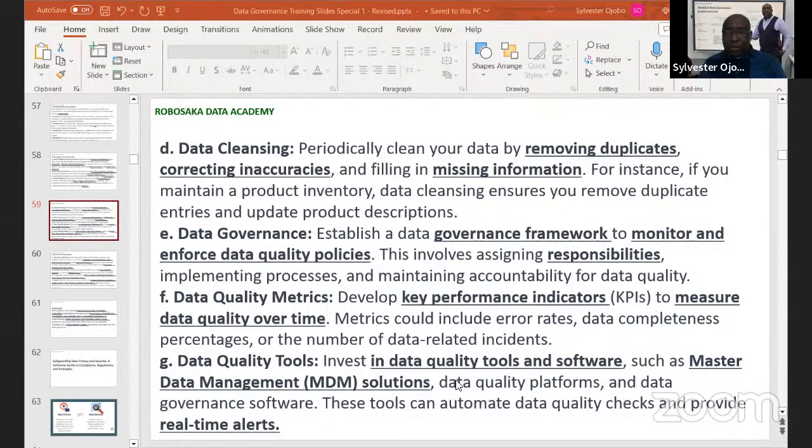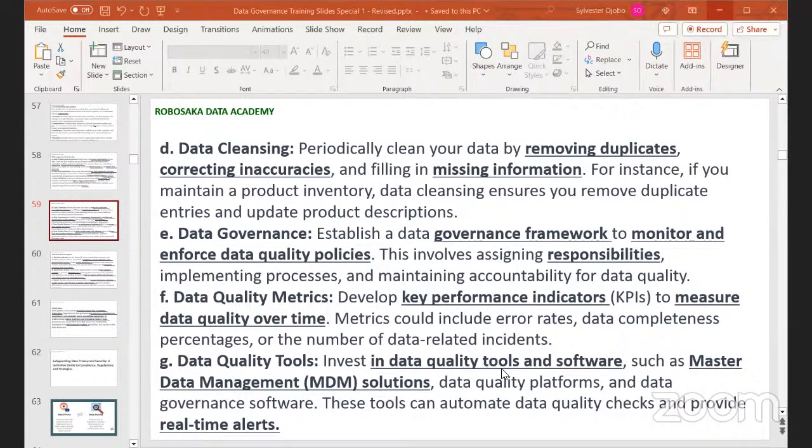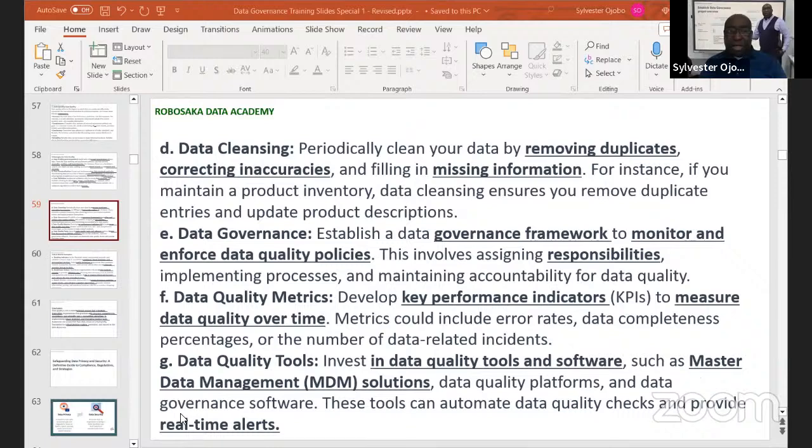And we have data quality tools. You have to invest in data quality tools and software such as master data management, MDM solutions, Informatica data quality platforms, and data governance software. This software can automate data quality checks and provide real-time alerts. So don't be afraid, because when you begin to use software, things will run very smoothly, but you should know what they are. If you don't know, it will be difficult for you to articulate it even when they are automated.